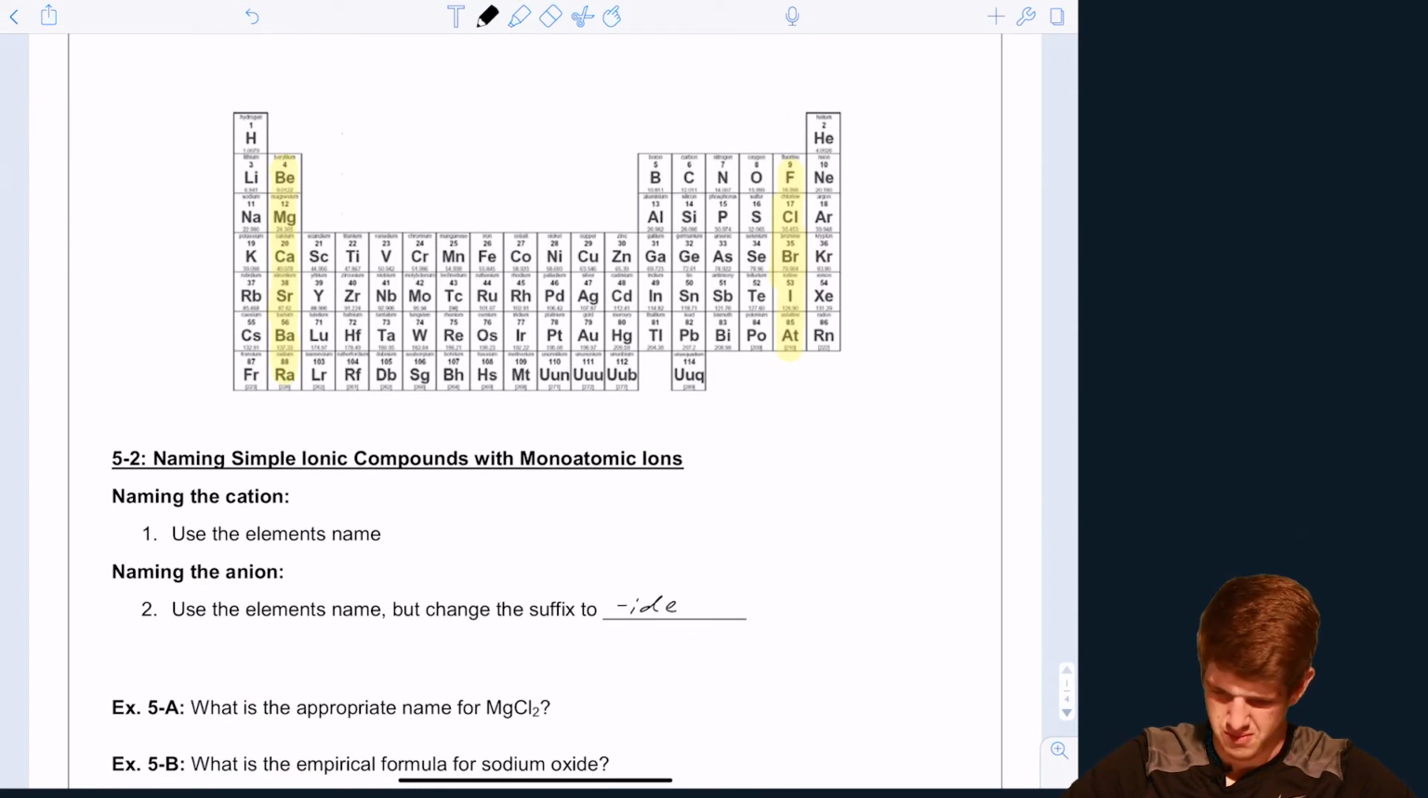So MgCl2 is just going to be magnesium chloride.